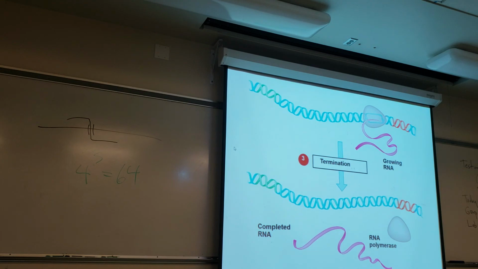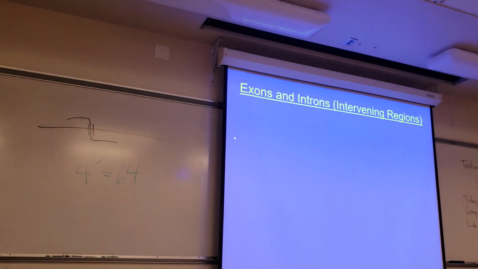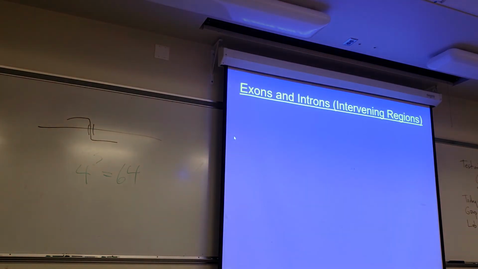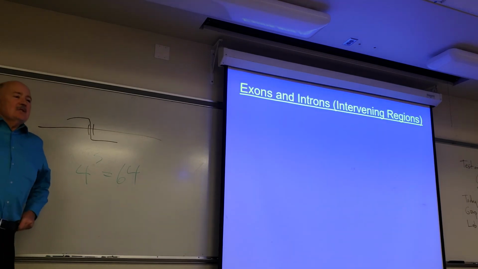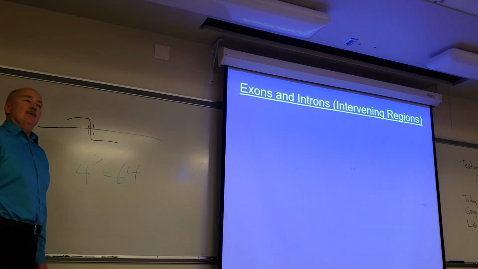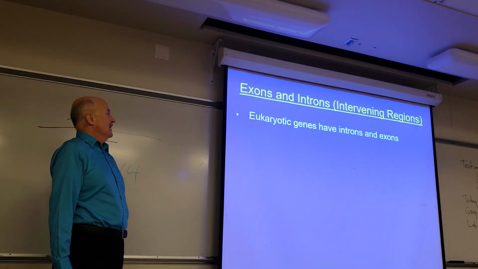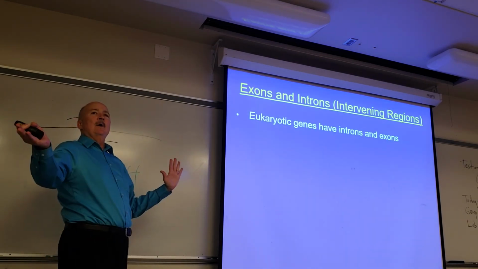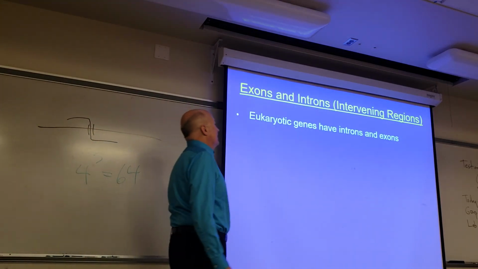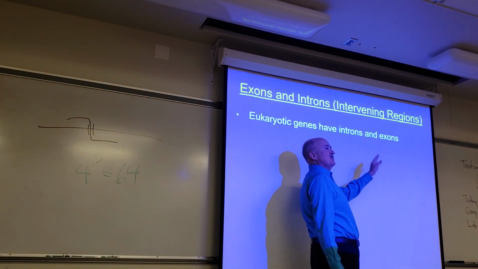So, something that gets more complicated is this idea of exons and introns. This is something we do, bacteria don't. This is something that's more in eukaryotes. And what happens with that is that if you're looking at one of our genes, it's actually broken up into a lot of separate sections.